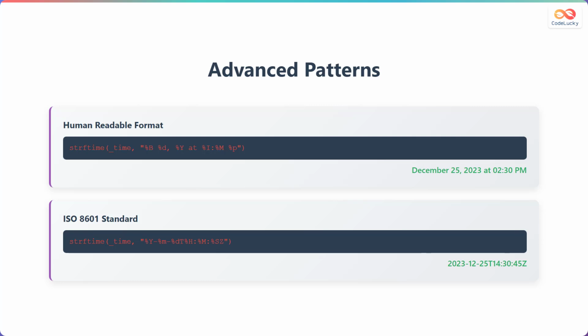Advanced formatting patterns enable sophisticated time display options. The human-readable format using %B %d, %Y at %I:%M %p creates output like December 25, 2023 at 02:30 p.m. This format uses full month names and 12-hour time with AM/PM indicators. The ISO 8601 standard format %Y-%m-%dT%H:%M:%SZ produces 2023-12-25T14:30:45Z, which is widely used in web services and APIs.